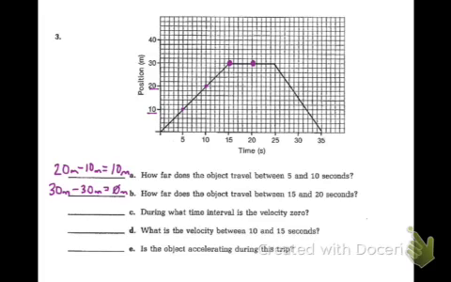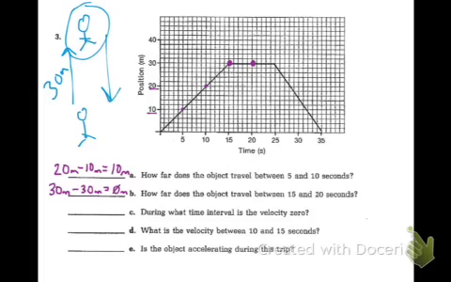During what time interval is the velocity 0? So if our position doesn't change, what does that mean in terms of our movement? Are we moving forward? Are we moving backwards? Or are we just simply standing? Well, if our position isn't changing, that means that we walked 30 meters, we stood still for a while, and then we walked back. So when we're standing still, our velocity is going to be 0.